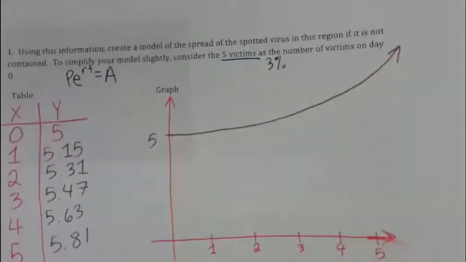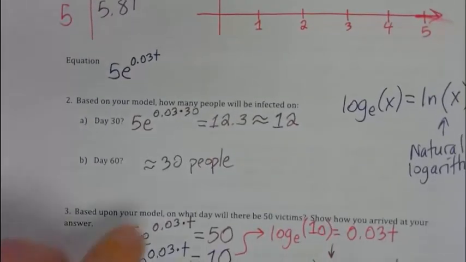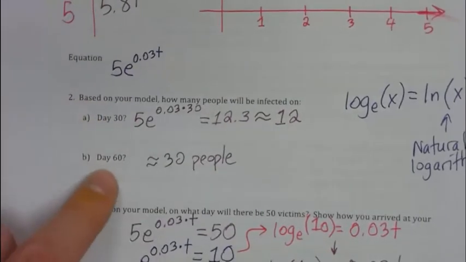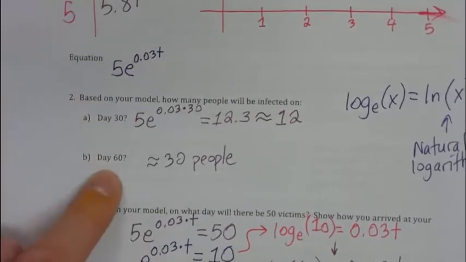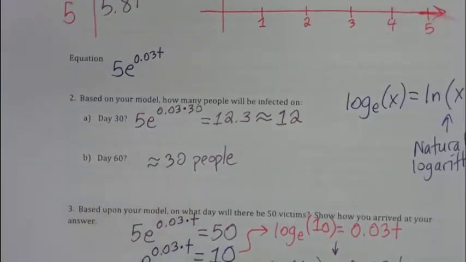So now if we are looking at number 4, will the number of days that it will take for a virus to claim 100 victims be double the number of days it took to claim 50 victims? Why or why not? If we look back at some of our previous answers, we figured out that we had 12 victims after day 30. If we double our input to 60, we more than doubled our people affected by this virus.